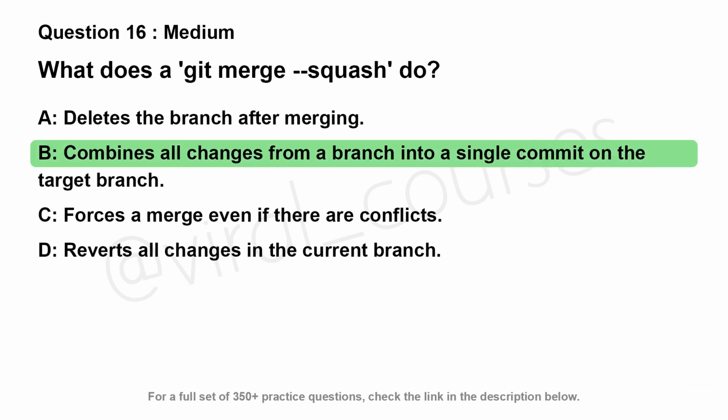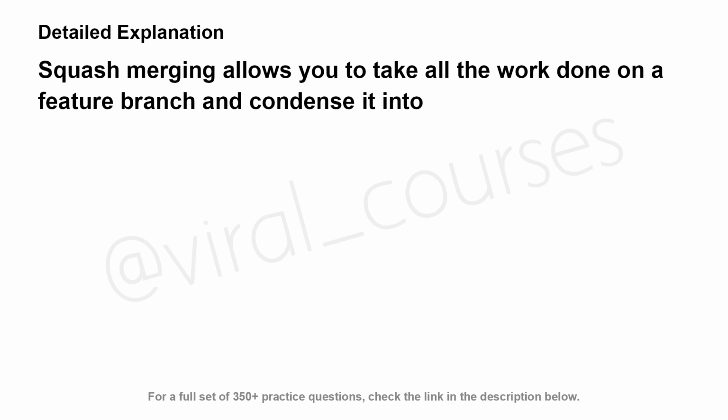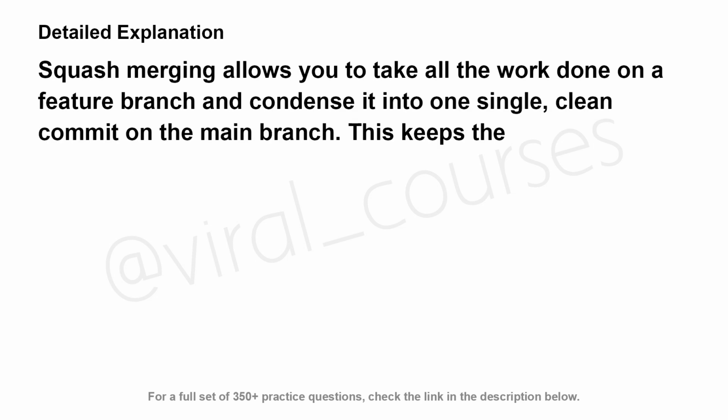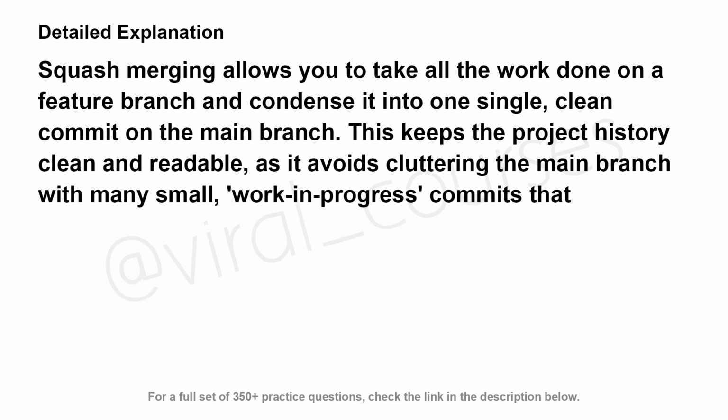The correct answer is B. Squash merging allows you to take all the work done on a feature branch and condense it into one single, clean commit on the main branch. This keeps the project history clean and readable, as it avoids cluttering the main branch with many small, work-in-progress commits that occurred during development.